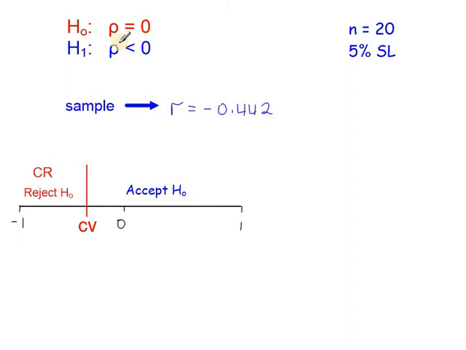So as we're testing for a negative correlation, our critical region is on the left-hand side, where we have negative values on the number line.